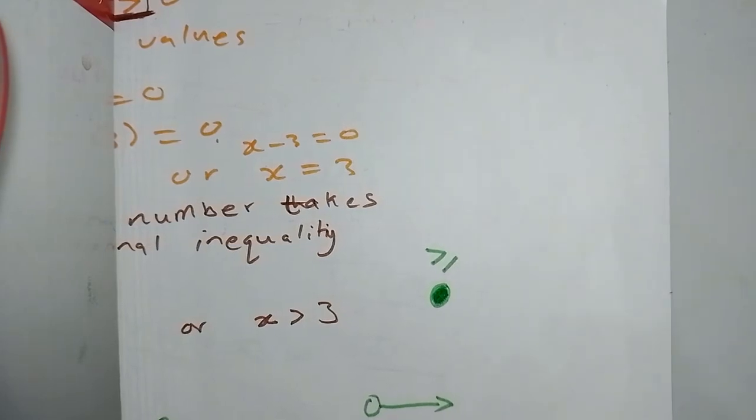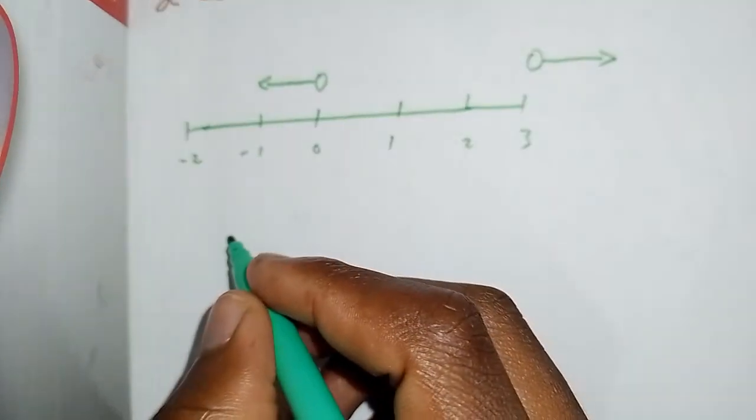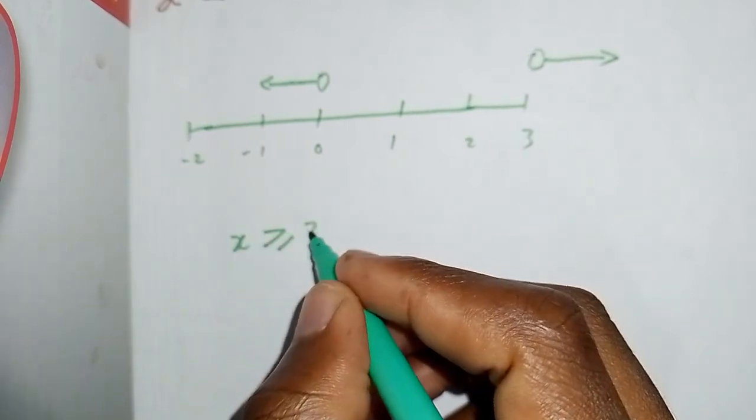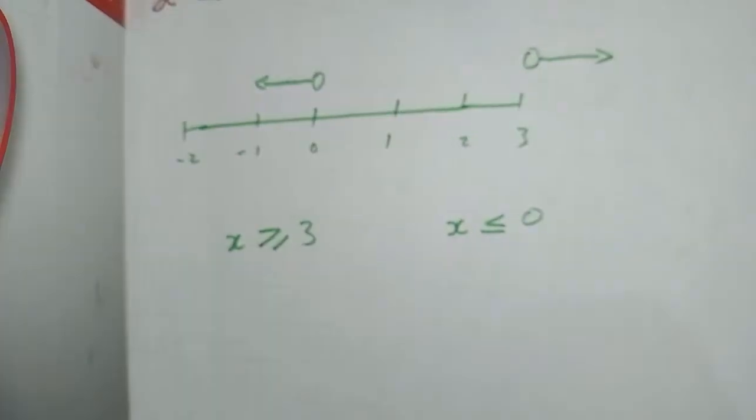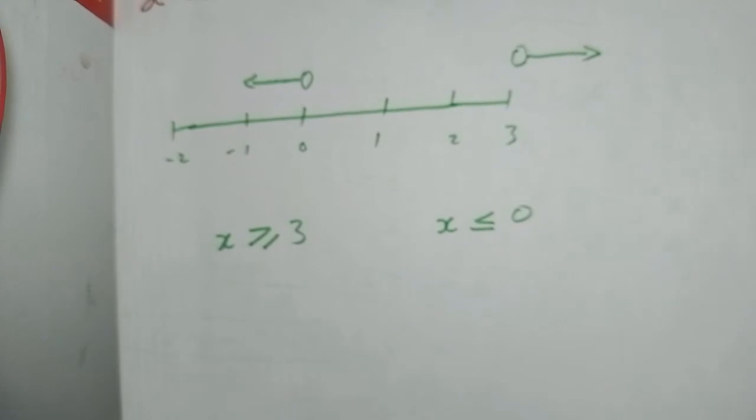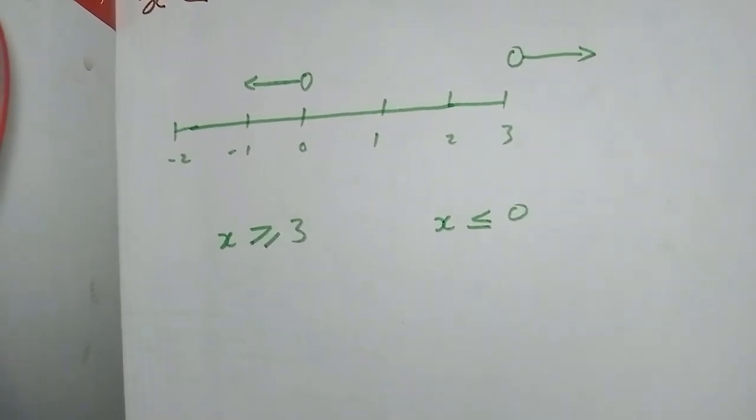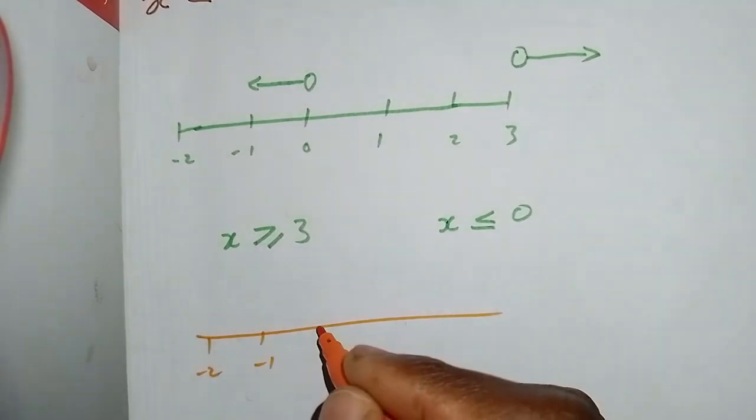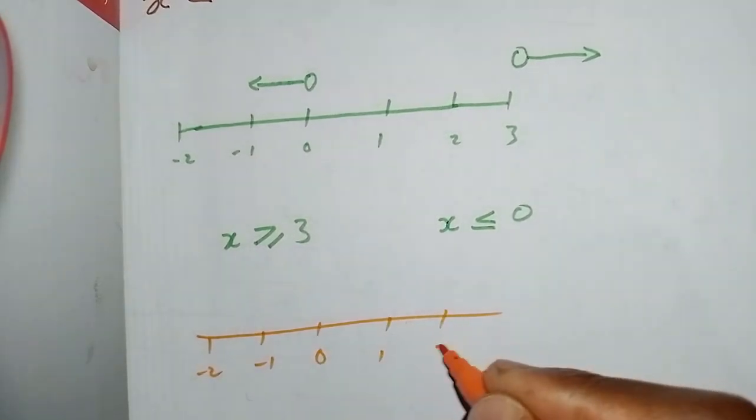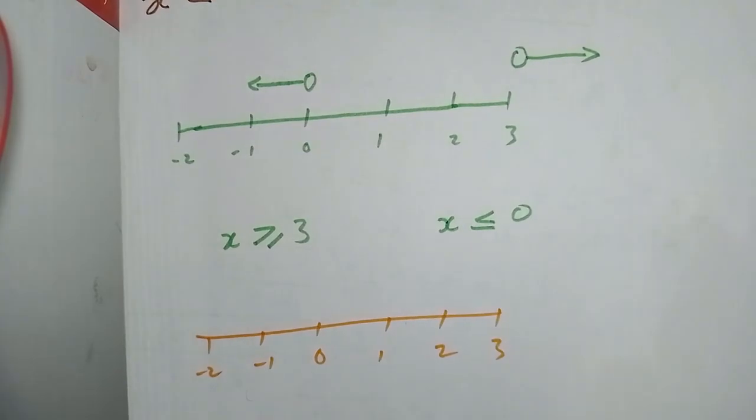What does that closed circle mean? It simply means my answer starts at that particular number. Example, let me say I have x is greater than or equal to 3, and then x is less than or equal to 0, right? It's just an example, good people. When I'm going to draw my number line, it's going to be something like that: -2, -1, 0, 1, 2, and 3, right? That is my number line.